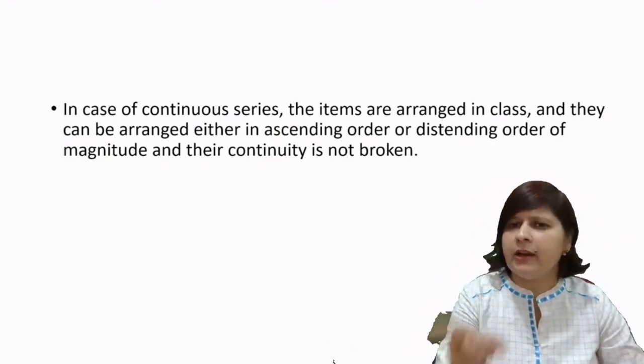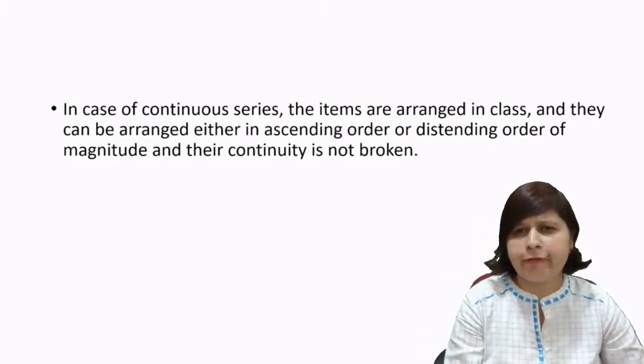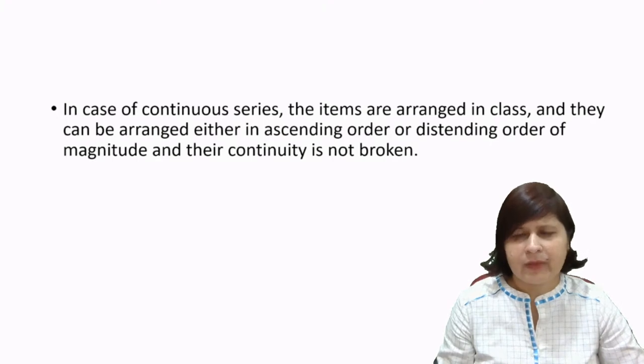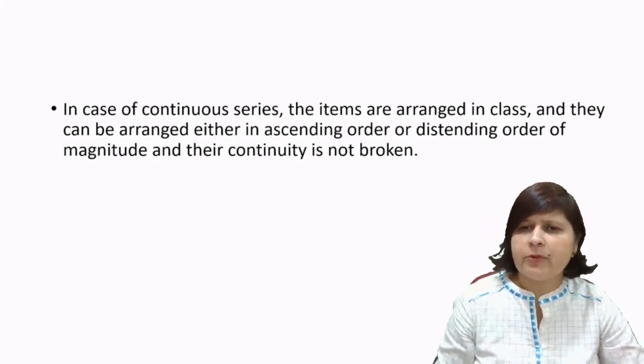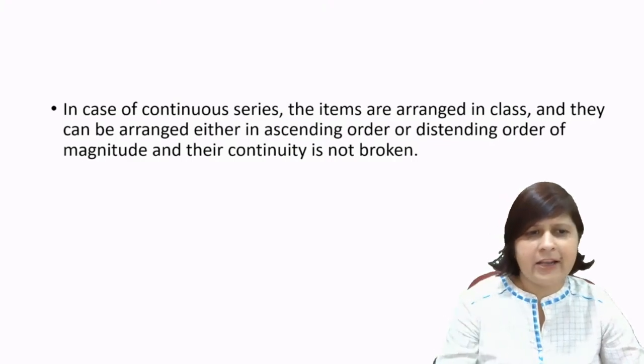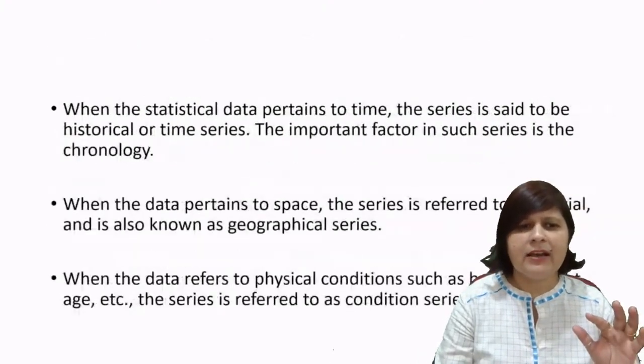That is 0 to 1500, then 1500 to 3000, 3000 to 4500, 4500 to 6000, right? So continuity is not broken and they are arranged either in ascending or descending order, then that is known as continuous series, and they are arranged in a class. So I hope this is clear.